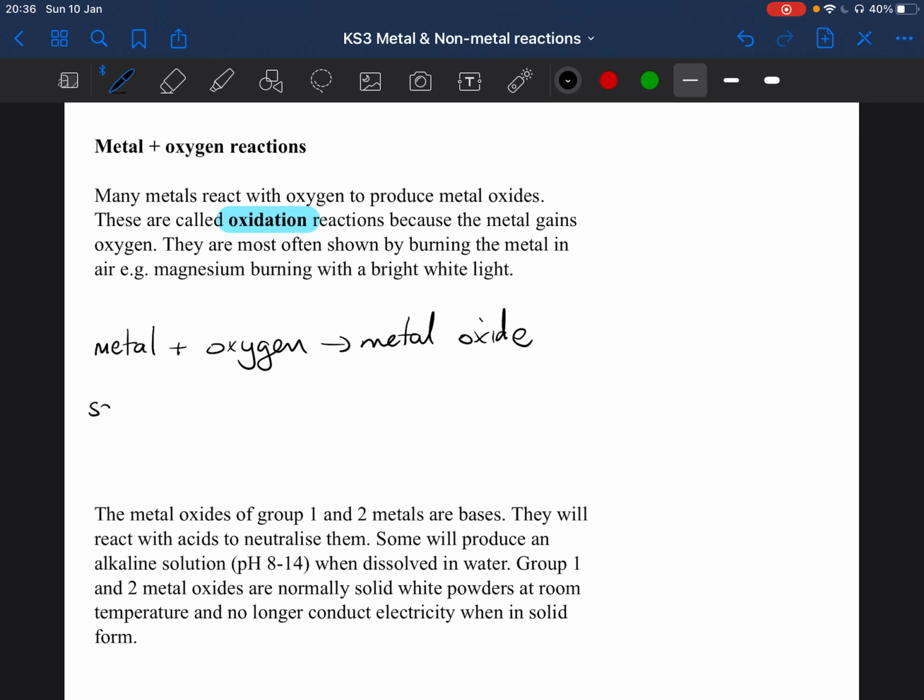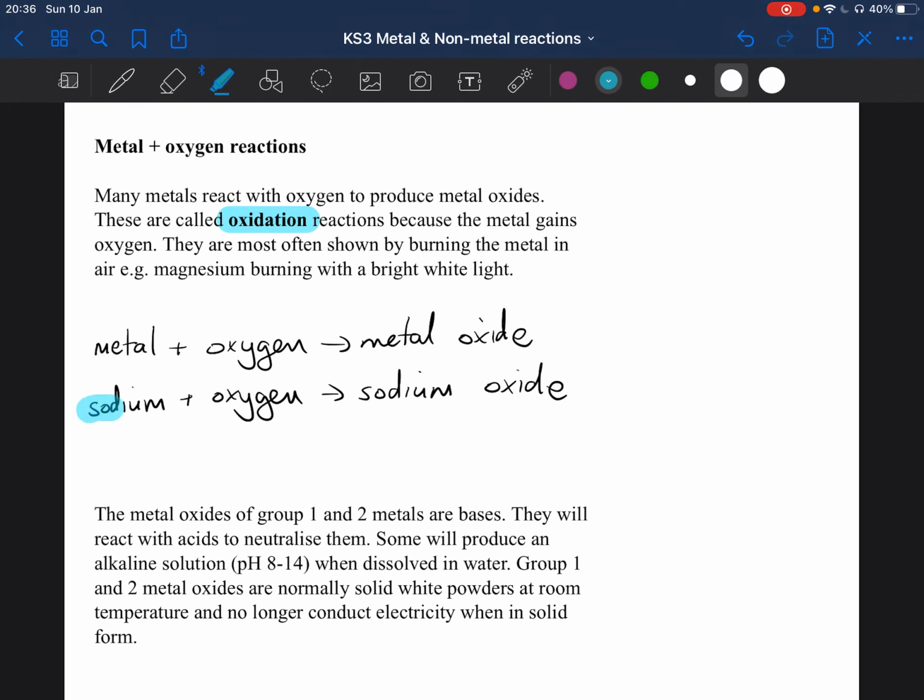So if I show you an example, if we have sodium and we burn sodium in oxygen, we would end up with sodium oxide. So the name comes from each part of our reaction. The sodium is the sodium, and the oxygen provides the oxide. If we had magnesium, it would be magnesium plus oxygen makes magnesium oxide, and so on and so on. It will always end in oxide when it's a metal.